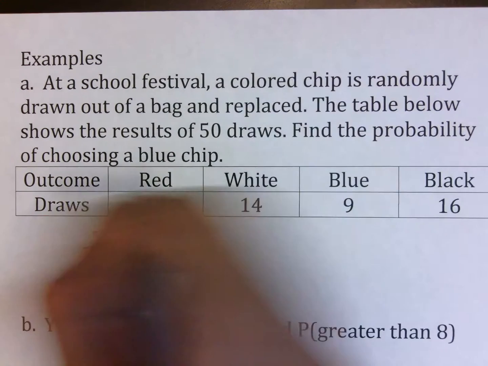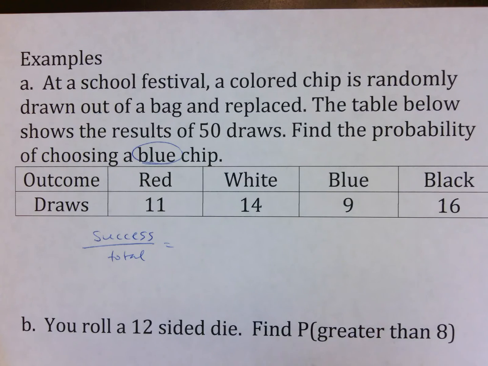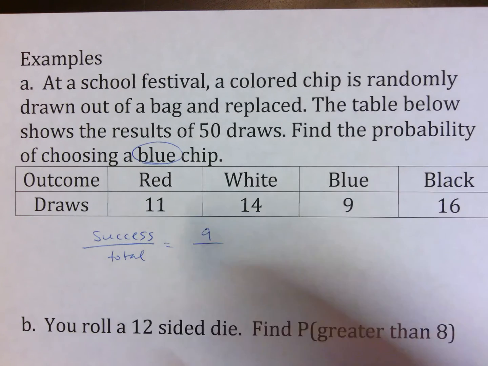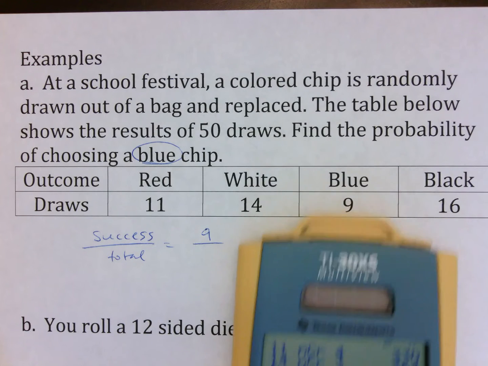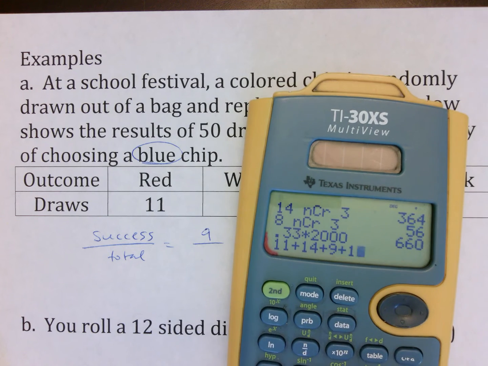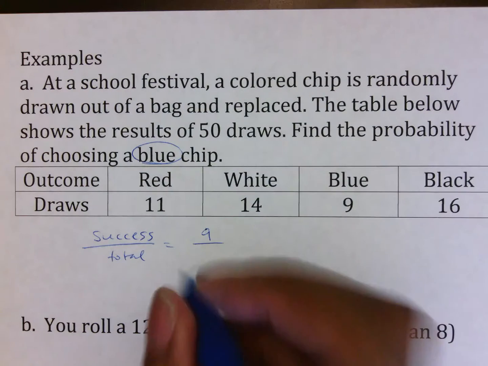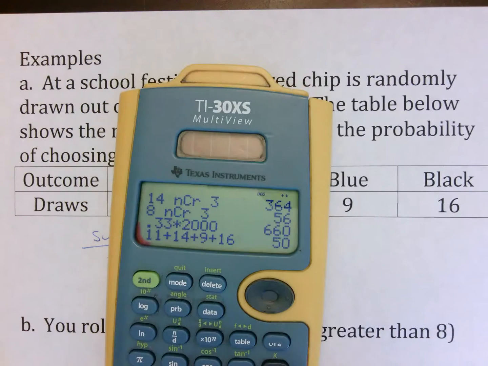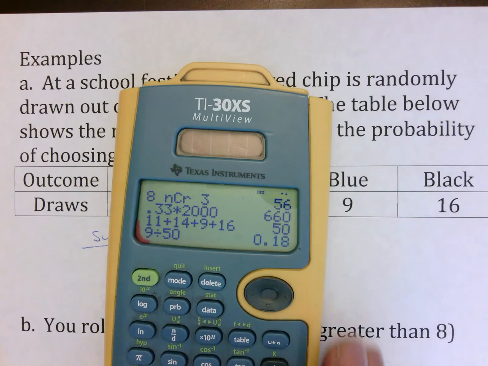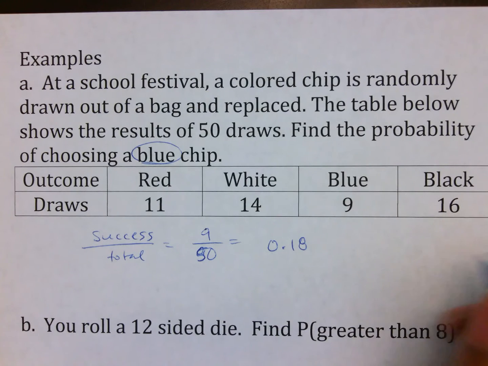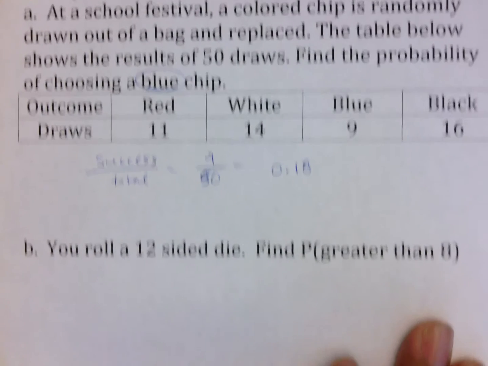A success to us is choosing a blue chip. So therefore you go to your blue. We have 9 of those, so there would be 9 good ones out of, should be 50, but let's just add to make sure. 11, 14, 9, 16, which is 50, so it's 9 out of 50, which you could turn into a decimal or you could leave as a fraction. Just depends on what they want. But 0.18 would be your probability of selecting a blue chip. So 18% chance that you select a blue chip.